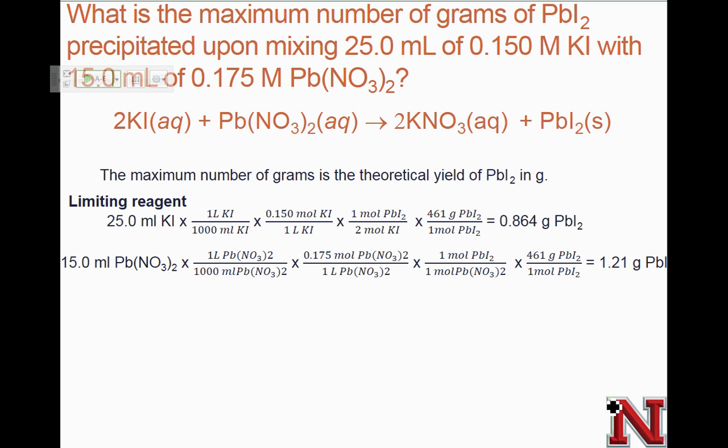So our limiting reagent is KI, and this is our maximum amount of grams that we can form as our theoretical yield. So in this case, we just did everything we've done before, but we had to figure out the reaction first, because you cannot do this without knowing your equation.